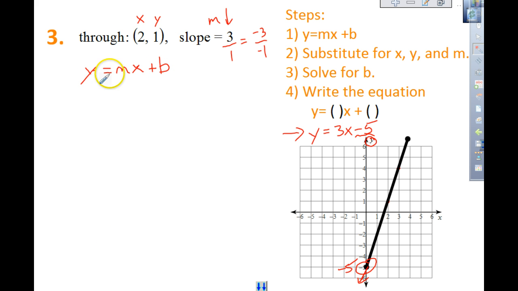Let's do that. Y is 1, so 1 equals m, which is 3, and x is 2. And this is multiplication, so it's 3 times 2. And then the b, that's what we don't know. I'm trying to figure that out. Solve this equation. There we go.